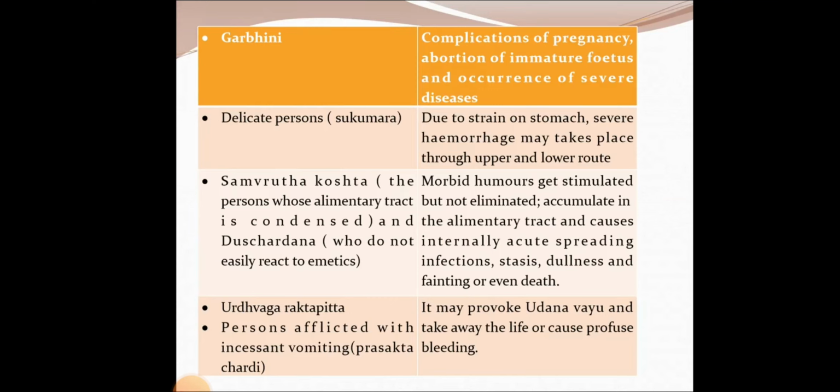Next is the Samvrddha Koshta. Samvrddha Koshta means the persons whose alimentary tract is condensed or narrowed. And Duschardana. Two persons are there. One is the persons whose alimentary tract is condensed, that is Samvrddha Koshta, and Duschardana means who do not easily react to emetics. What happens if they do Vamana? Morbid humors get stimulated but not eliminated, and they accumulate in the alimentary tract and cause internally acute spreading infection, stasis, dullness, or even death occurs.